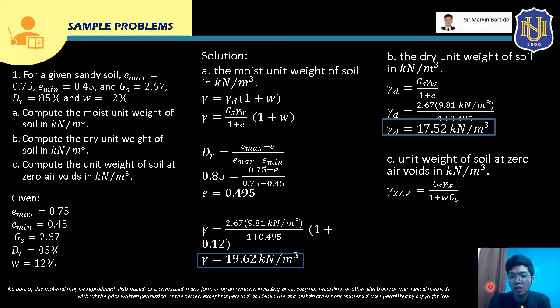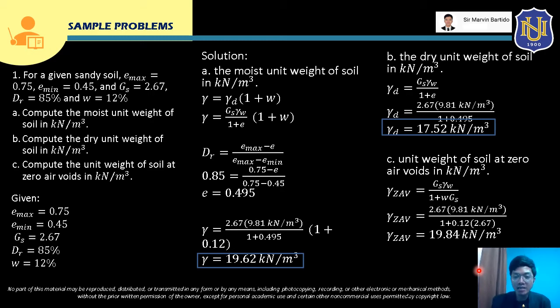We have the formula for unit weight at zero air void, which is G sub S times gamma water over 1 plus W times G sub S. The water content and G sub S are given, and gamma water is constant, so we can directly substitute and solve. G sub S is 2.67, gamma water is 9.81, and the denominator is 1 plus the water content 0.12 times G sub S 2.67. This is 19.84 kilonewton per meter cube, the unit weight at zero air voids.